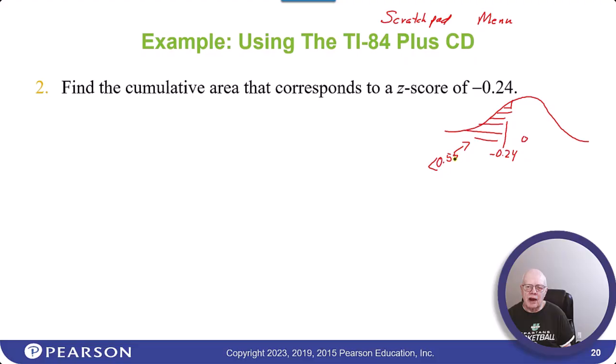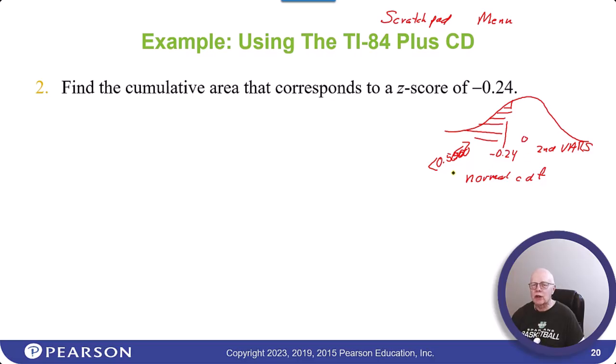If you have gotten your results from the table or from your calculator and it's not less than 0.5, you've made a mistake. Go back and try again. So how's it go? Normal CDF. How did I get there? Second VARS gets me there. I want number 2. I don't want to accidentally use PDF.